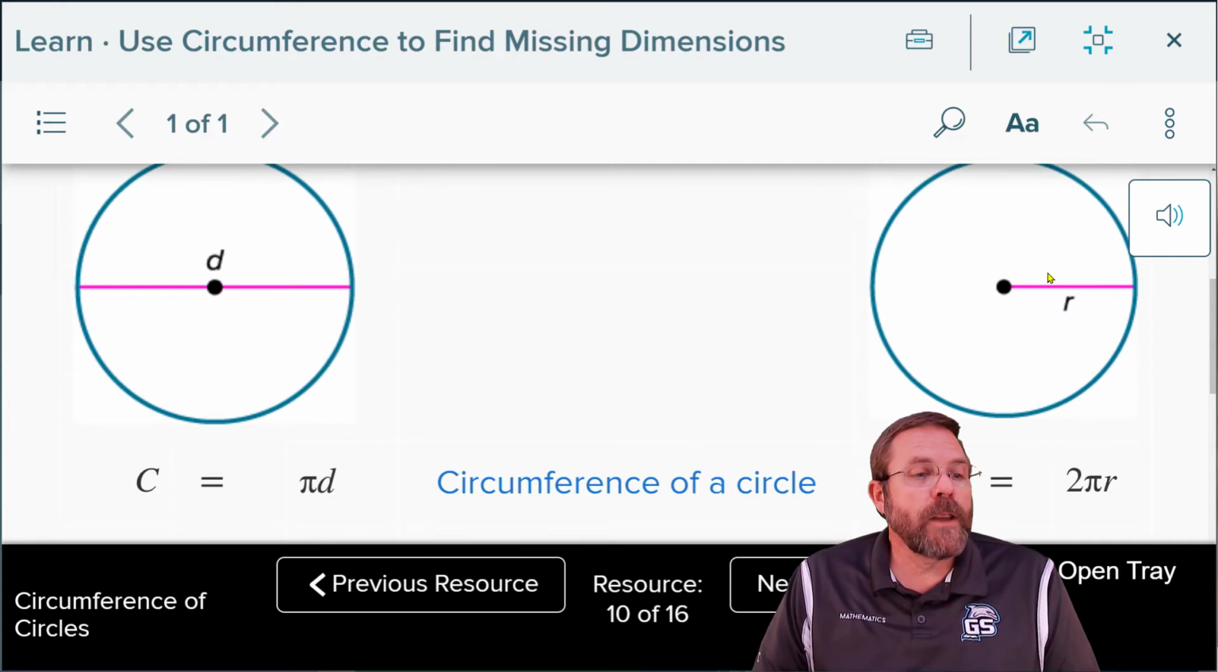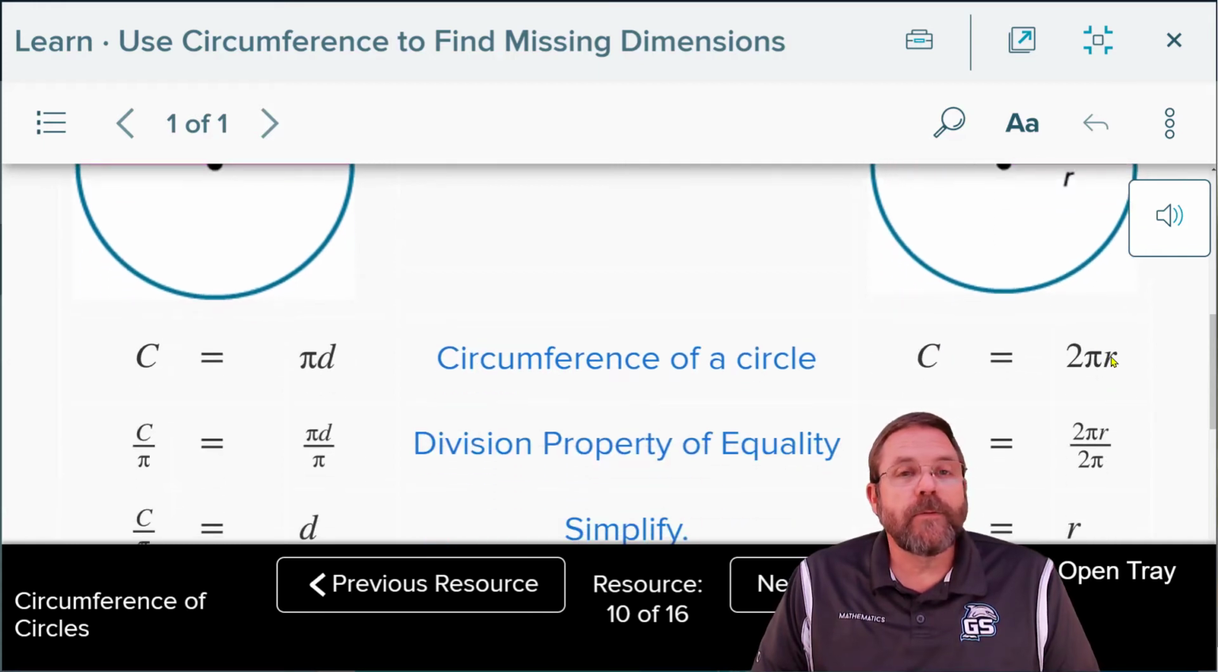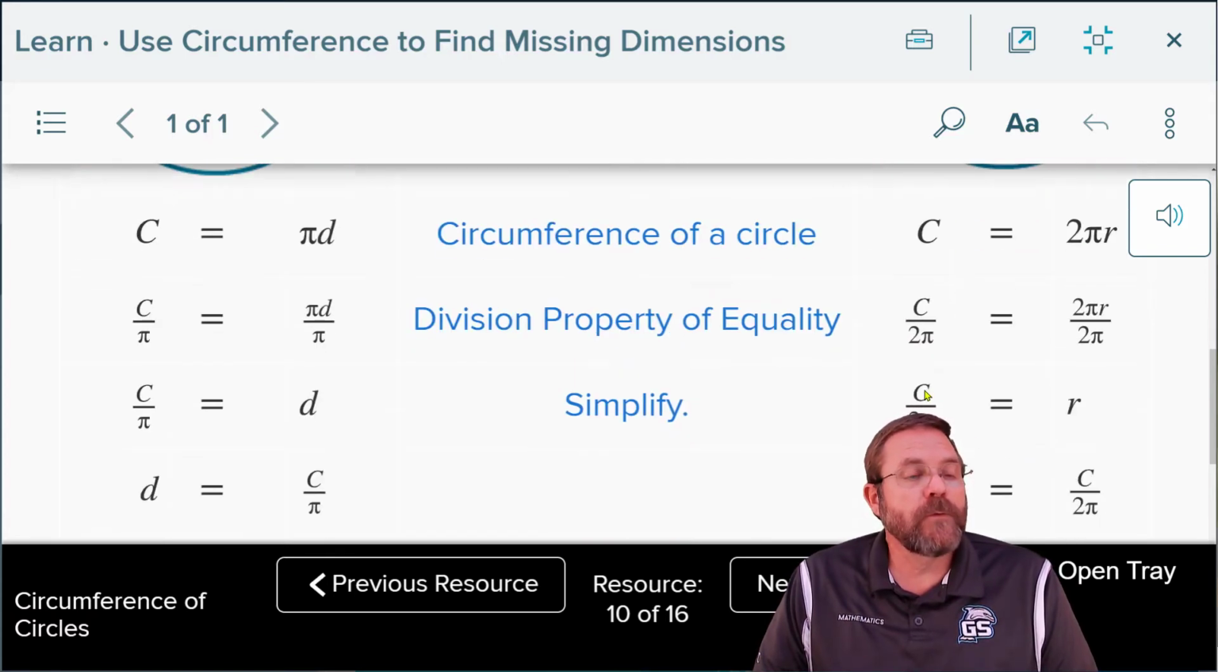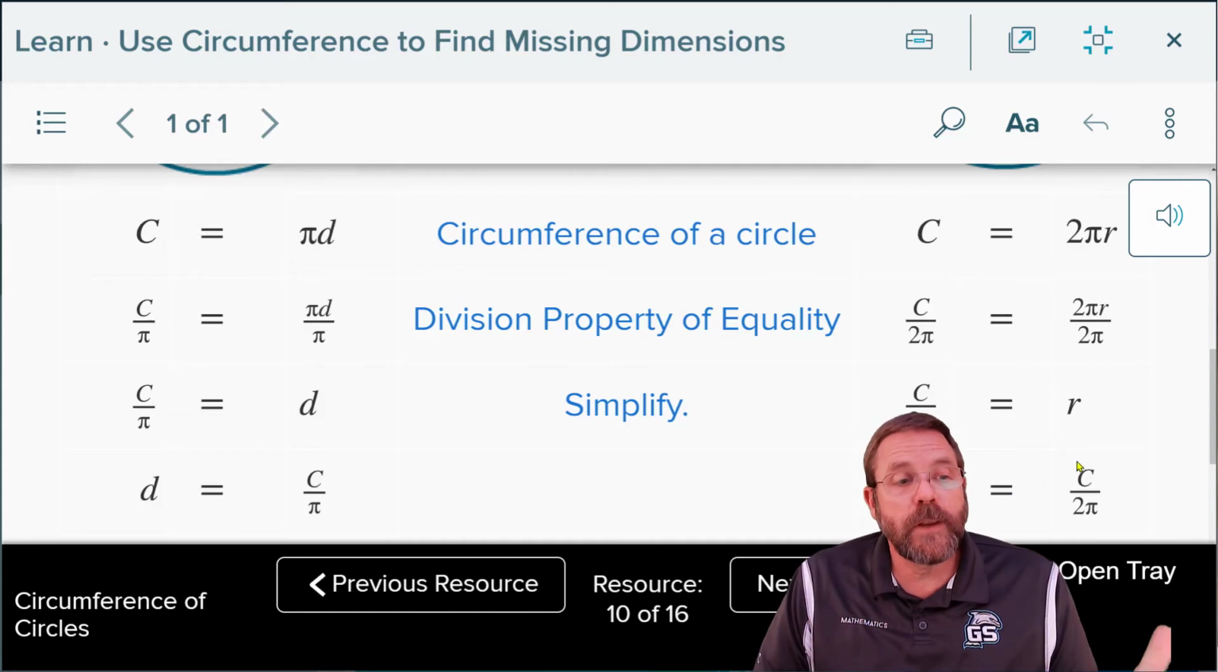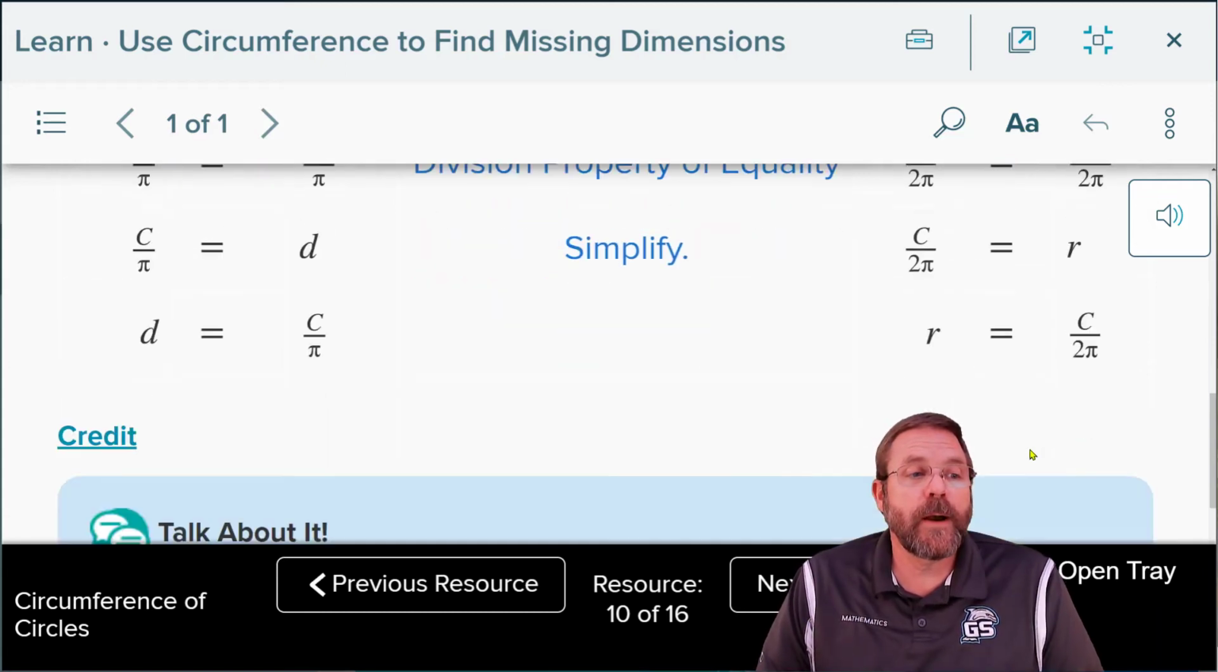Meanwhile, over here on the radius, if you wanted to find the radius and they gave the circumference, on this one you'd have to divide by both 2 and pi on both sides, and that would give you circumference divided by 2 pi is equal to the radius, also known as, yep, the radius is equal to circumference divided by 2 pi.